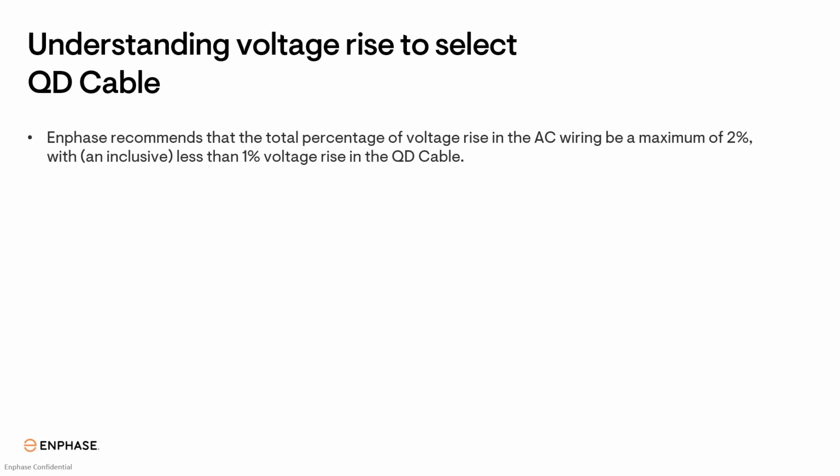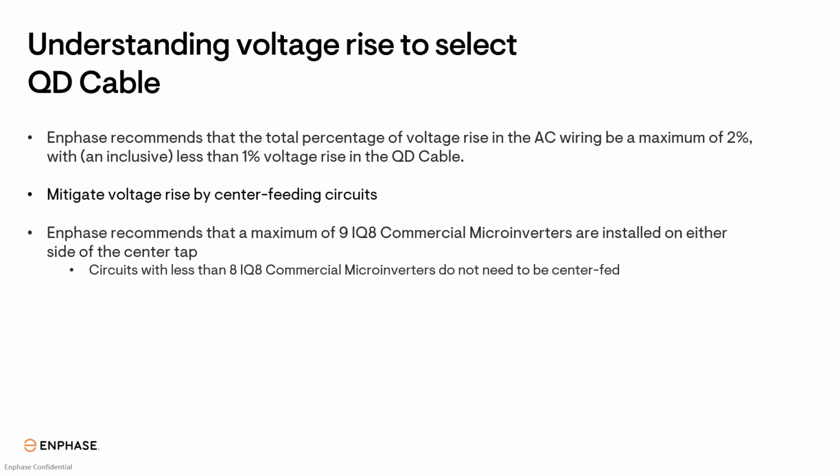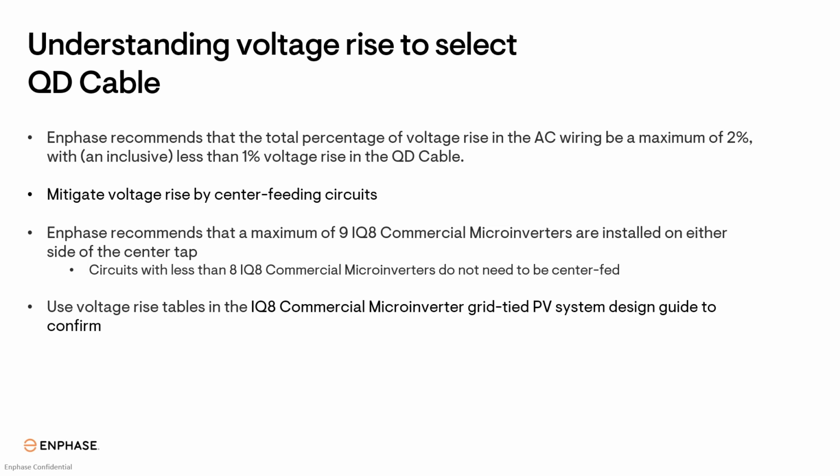Enphase recommends that the total percentage of voltage rise in the AC wiring be a maximum of 2%, with less than 1% voltage rise in the QD cable. Mitigate voltage rise by center feeding your circuits. Enphase recommends that a maximum of 9 IQ8 commercial microinverters are installed on either side of the center tap. Circuits with less than 8 commercial microinverters do not need to be center fed. Use voltage rise tables in the IQ8 commercial microinverter grid-tied PV system design guide to confirm.